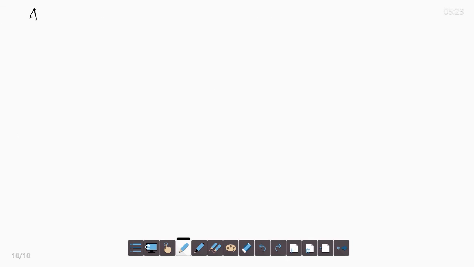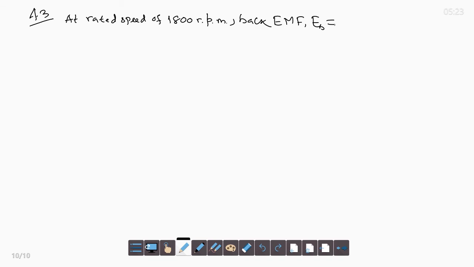We will solve this numerical, which is on a 3-phase converter fed DC drive. First we will determine, at the rated speed of 1800 RPM, the back EMF. EB equals V rated minus I rated into armature resistance. V rated is 600 volt, I rated is 165 ampere, and armature resistance is 0.0874.